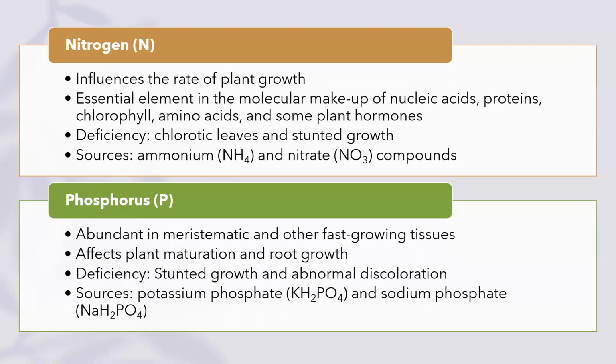Phosphorus is abundant in meristematic and other fast-growing tissues. As part of DNA and adenosine triphosphate, or ATP, molecules, phosphorus is an essential element in photosynthesis and respiration, and it affects plant maturation and root growth. Stunted growth and abnormal discoloration can be symptoms of phosphorus deficiency. Potassium phosphate and sodium phosphate are routinely included in plant tissue culture media as a source of phosphorus.